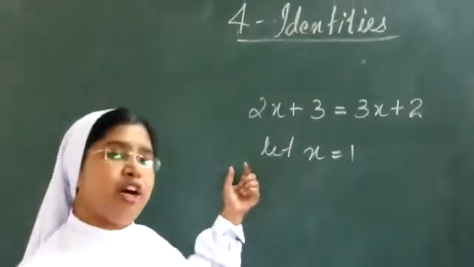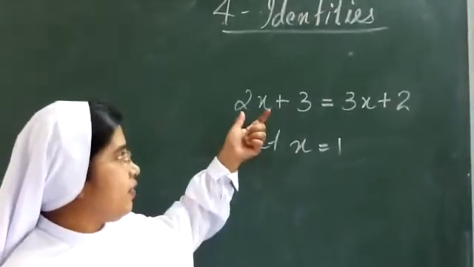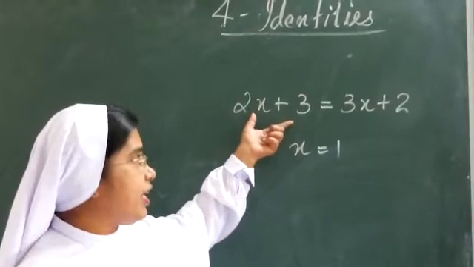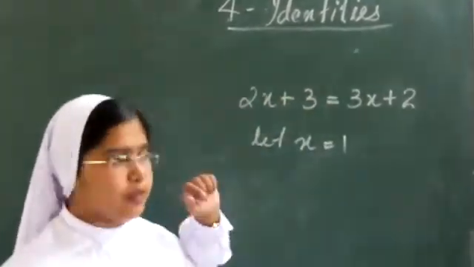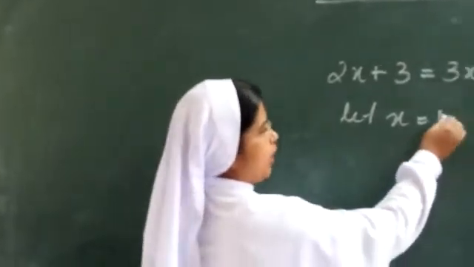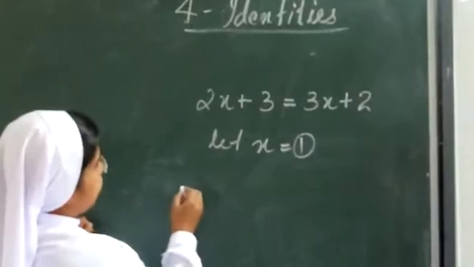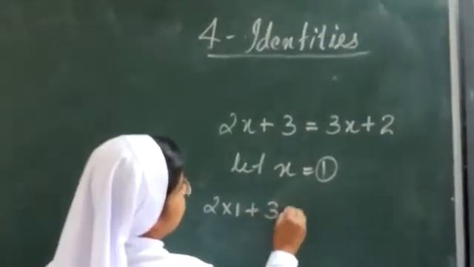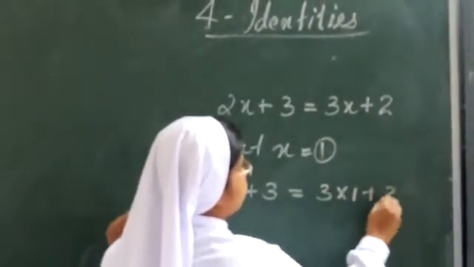So we are going to give value here. x is equal to 1. Let's see whether, when x is equal to 1, the left hand side (LHS) is equal to the RHS or not. We have to find out. So I am going to put this value x is equal to 1. I am going to substitute here. So we get 2 into 1 plus 3 is equal to 3 into 1 plus 2.